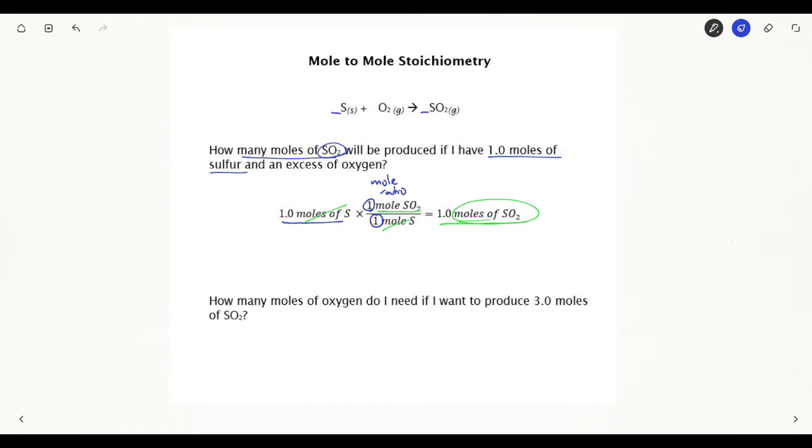How many moles of oxygen do I need if I want to produce 3.0 moles of sulfur dioxide? Again, I'm asked about moles of oxygen. I am given moles of sulfur dioxide. I need to switch molecules, therefore I know I'm going to do stoichiometry. So for my math, here are my 3.0 moles of sulfur dioxide I was given. To switch molecules, I need to use my mole ratio, which in this case is a beautiful 1-to-1. Notice my moles of sulfur dioxide go in the denominator, so they cancel. Here are my moles of oxygen. So my answer is simply 3.0 moles of oxygen.